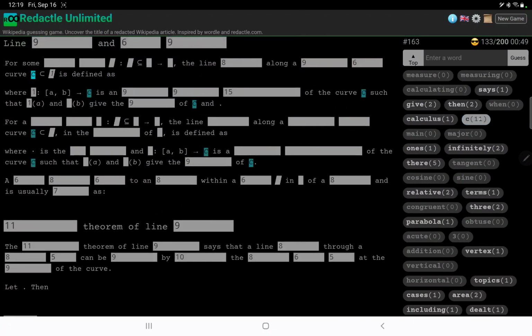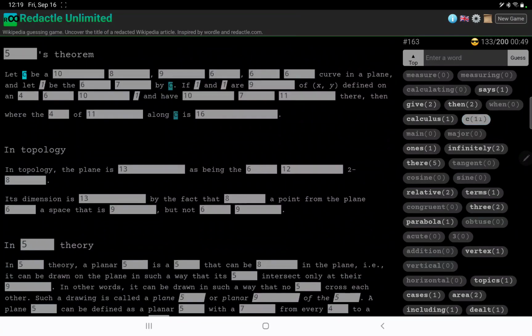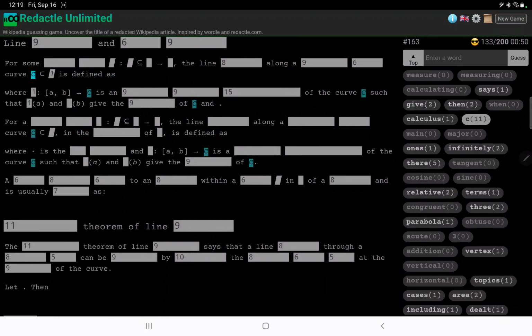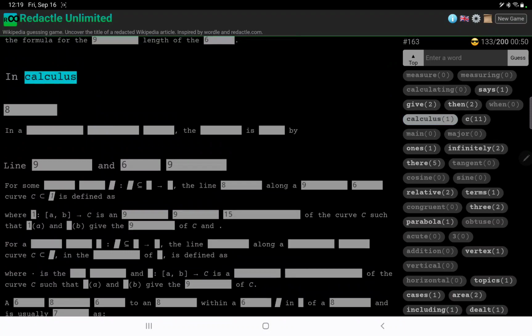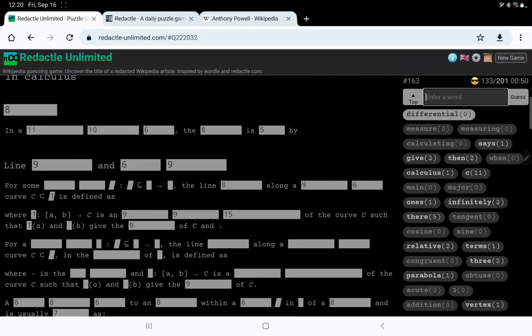Yeah, let's look at our other C's. I think it's all going to be just C as a variable, which doesn't really help me. And who is this 5-letter guy? No, so C doesn't help me in calculus. The 8 is 5 by. Oh, let's try differential. No.